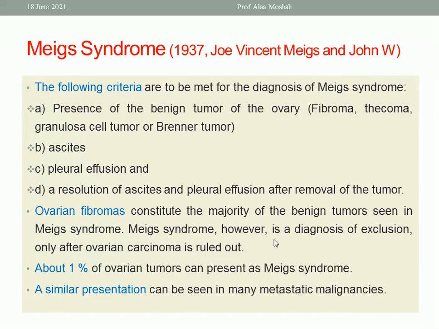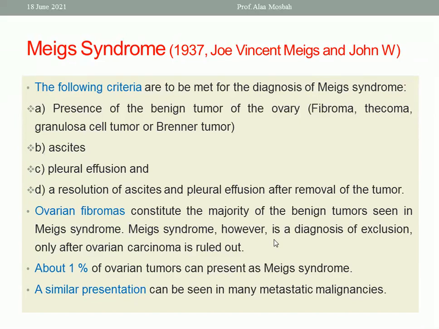We diagnose Meigs syndrome by exclusion. Specifically, we should exclude malignancy because the presence of ascites may be a sign of malignancy. The presence of pleural effusion may be a sign of metastasis of ovarian malignancy. So we should do our best to exclude malignancy first, then we diagnose Meigs syndrome.